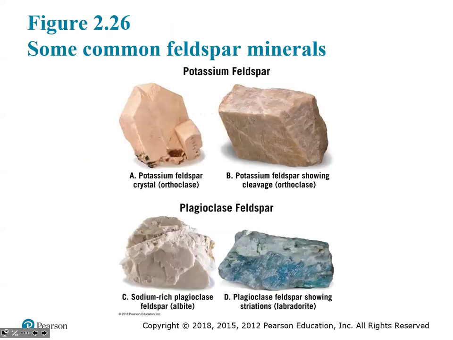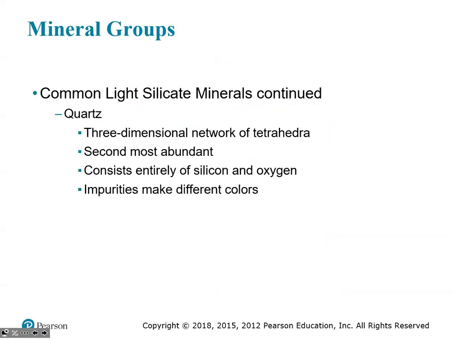So here's potassium feldspar. Here's a nice crystal of potassium feldspar. It's orthoclase, and this is showing cleavage. So the specific mineral is orthoclase in this case. Here's a sodium-rich plagioclase feldspar, this is albite. And there's a plagioclase feldspar that's showing striations. This is labradorite. So there's a lot of individual minerals, but the feldspars are the big group that people talk about.